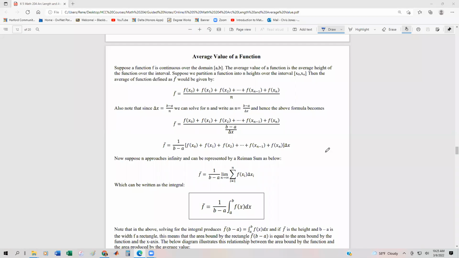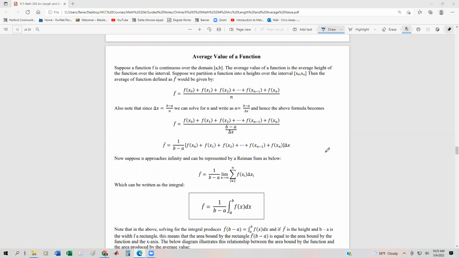The last application that we're going to look at in this section is going to be the average value of a function. And suppose we have a continuous function f. The average value is essentially going to be, if we added up all the values over a given domain a to b, what would be the average of all of those values within that interval.